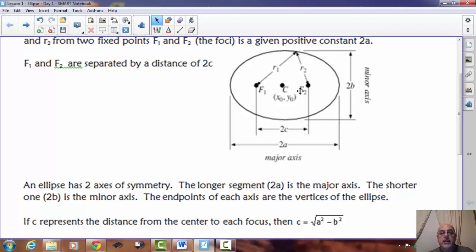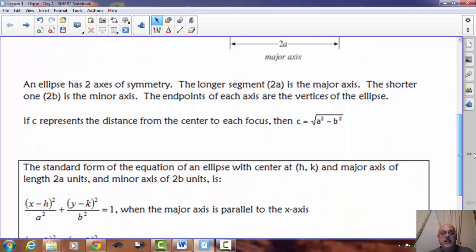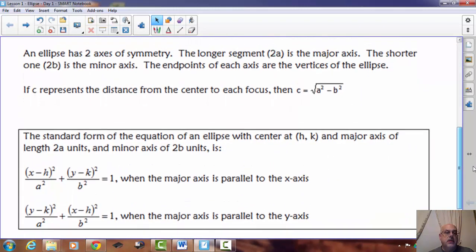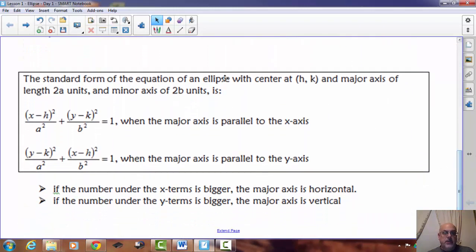So the distance c is the square root of a squared minus b squared, and we'll talk about the a and the b terms of the equation. I know this is a lot of letters and a lot of words, but let's take a look at it. So the standard form for the equation of an ellipse, and the center is at h comma k, the same as a circle. The major axis has a length of 2a units, and the minor axis is 2b units, okay?